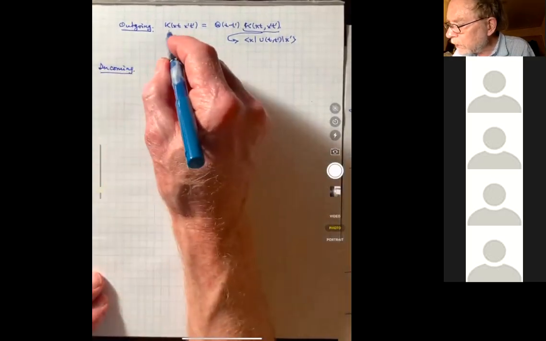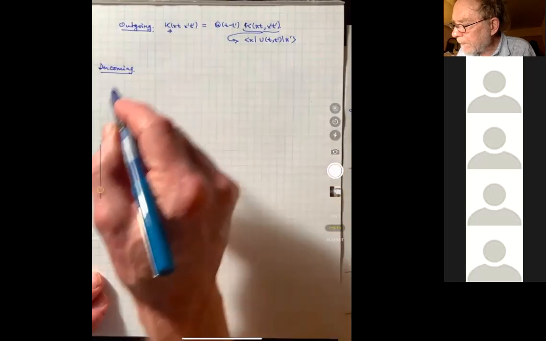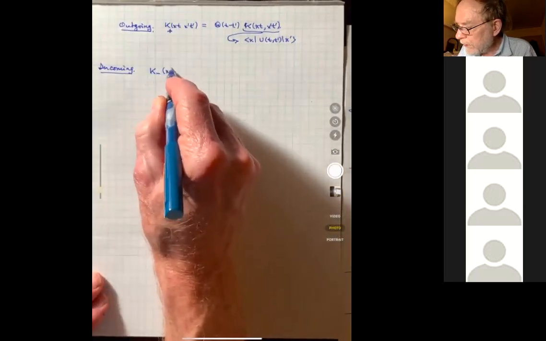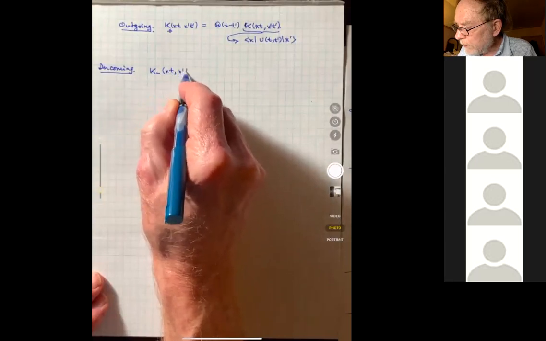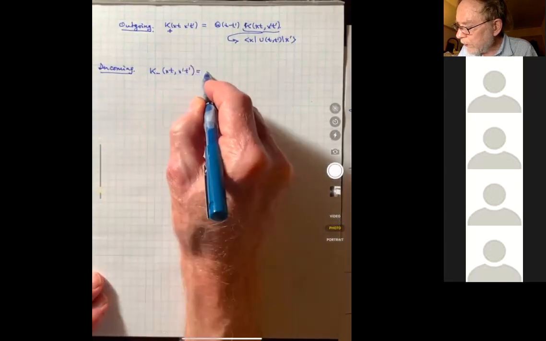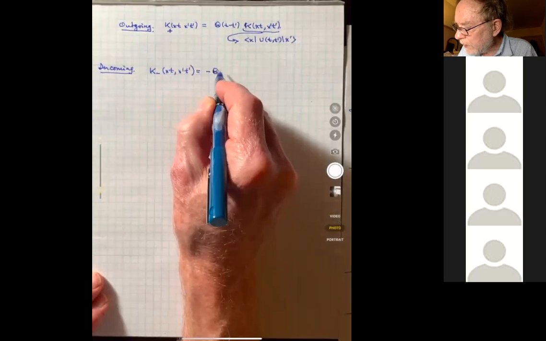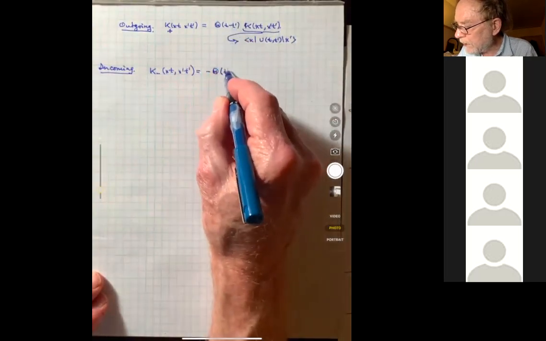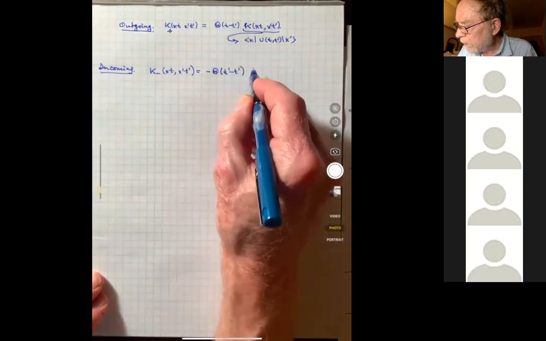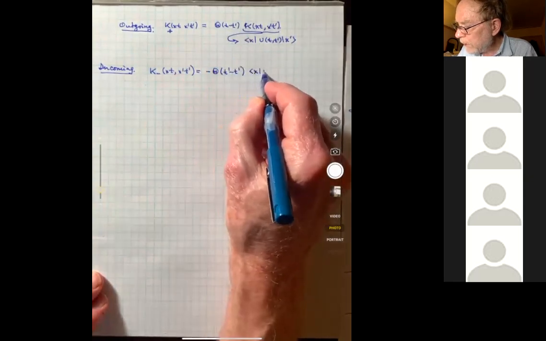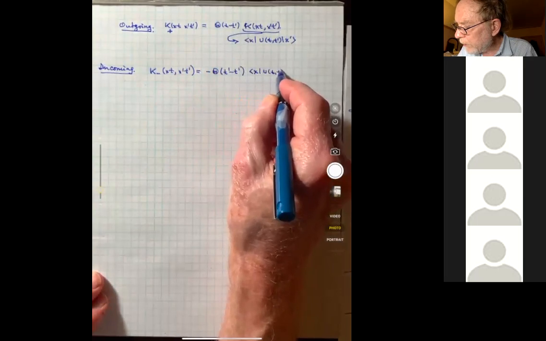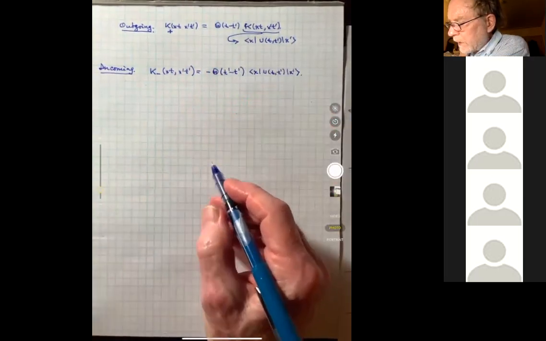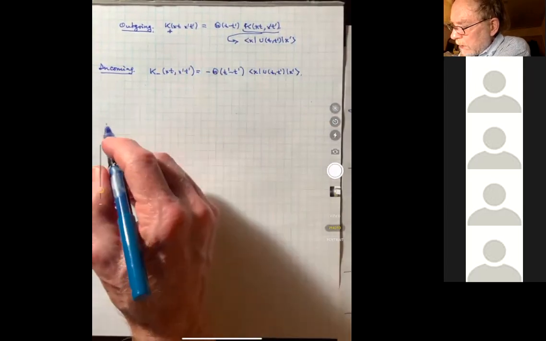Oh, let's see, this outgoing should have had a plus on it right there. The incoming Green's function is called k minus of x t, x prime t prime. And it's given by the minus sign, Heaviside step function, and now instead of t minus t prime, it's t prime minus t, multiplied times the matrix element of the time evolution operator, like so. Okay, that's the incoming Green's function.